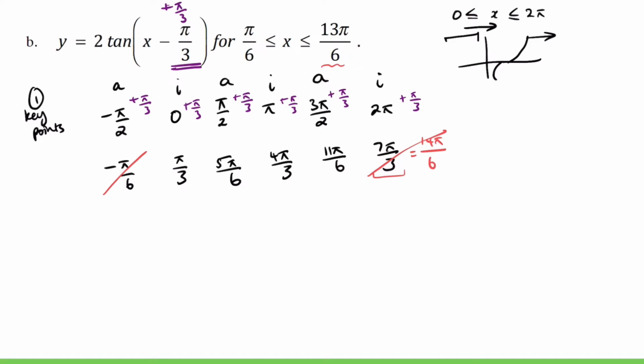Other than that, I now have all of my key values. So these are my intercepts, and these will be my asymptotes. And now what I can do is go ahead and sketch this. I might use a different color.